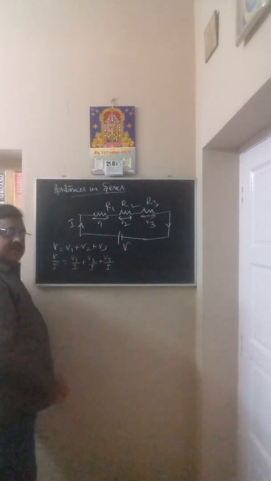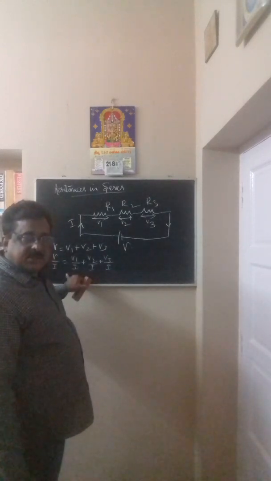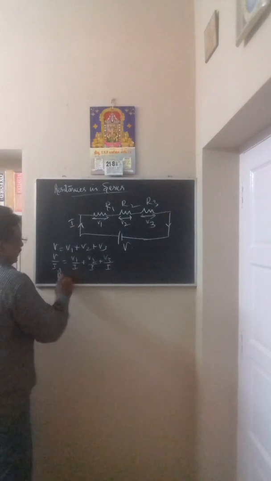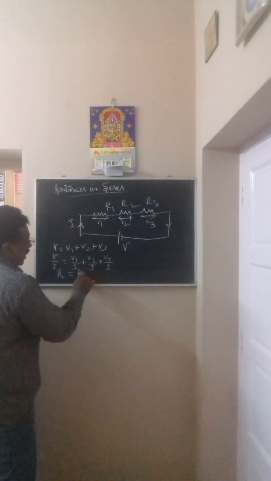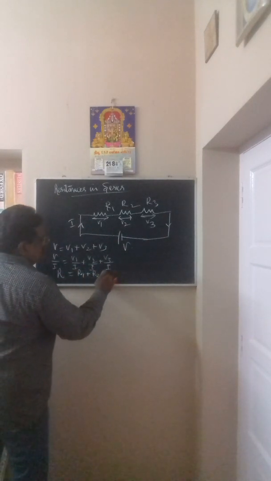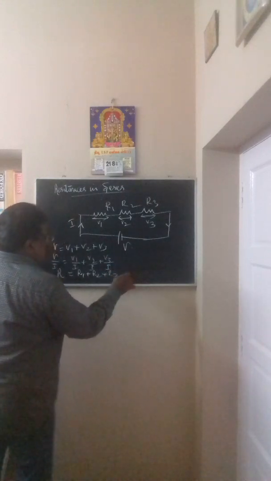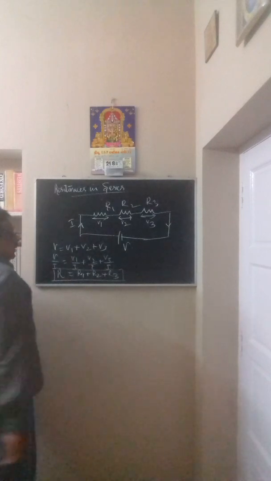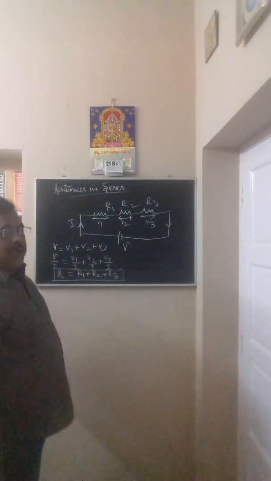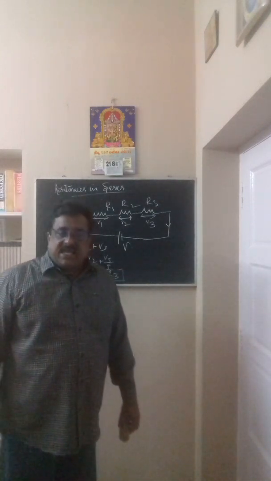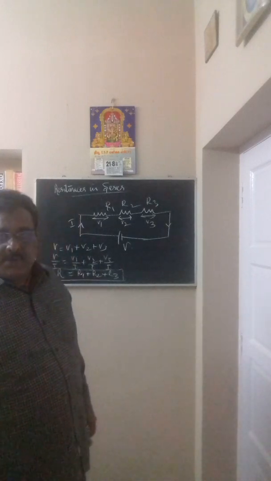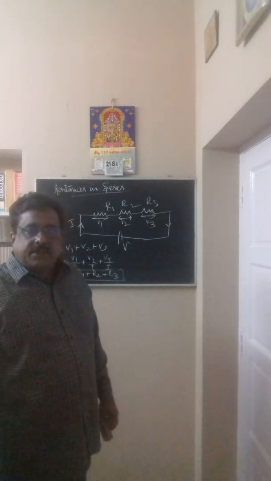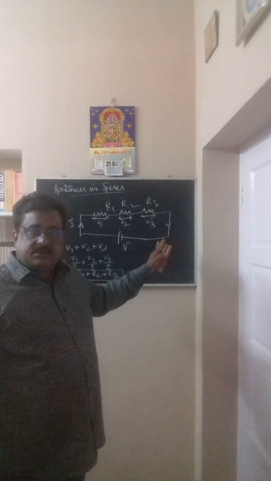V by I is resistance R, so V1 by I is R1, V2 by I is R2 and V3 by I is R3. So this is the formula for calculating the effective resistance in series in a circuit. It is the sum of the resistances added in the circuit.